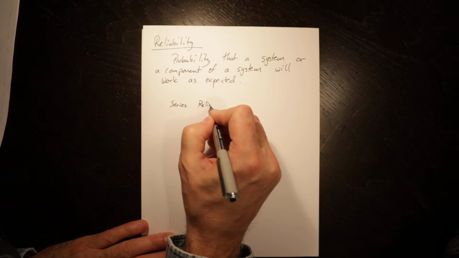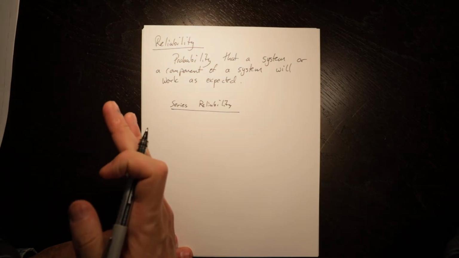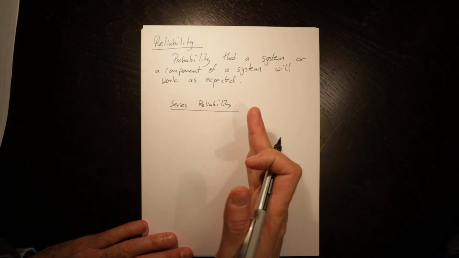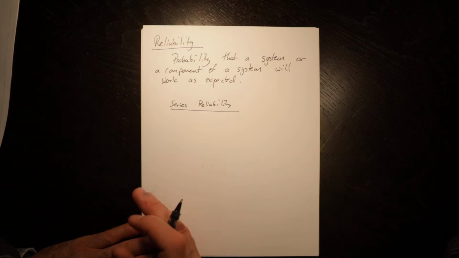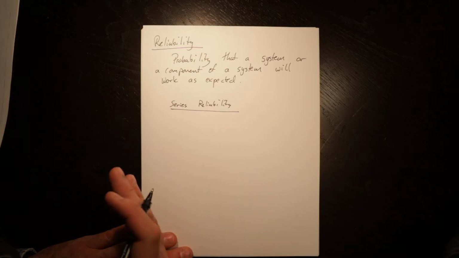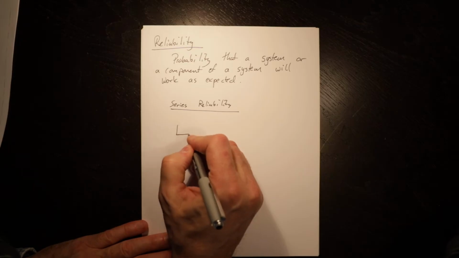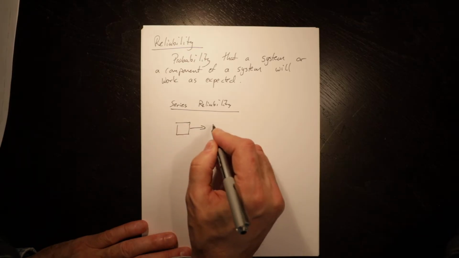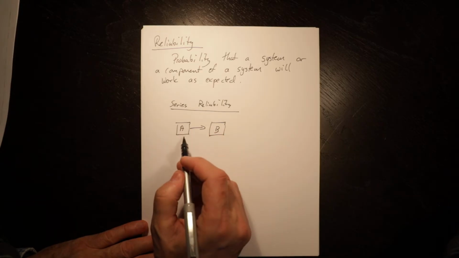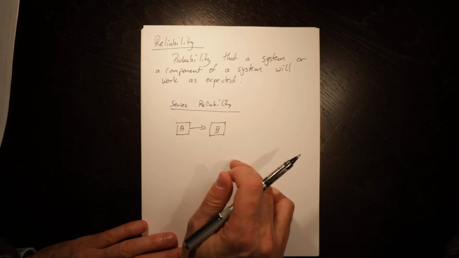And series reliability is the reliability of a system in which components are in sequence, so that the process involves one component and then a second component, and you have to go through both of them to finish. So it's often shown this way. You have component A and then you have component B.